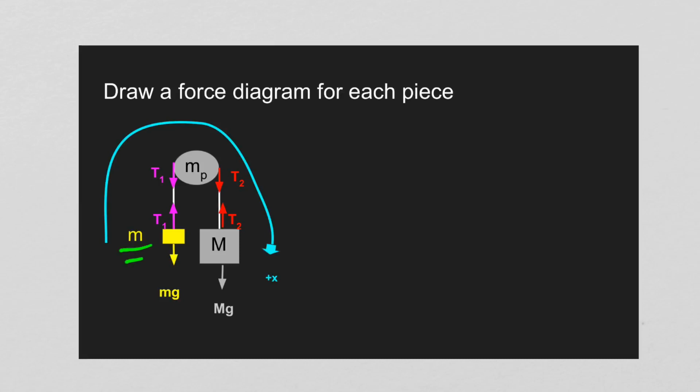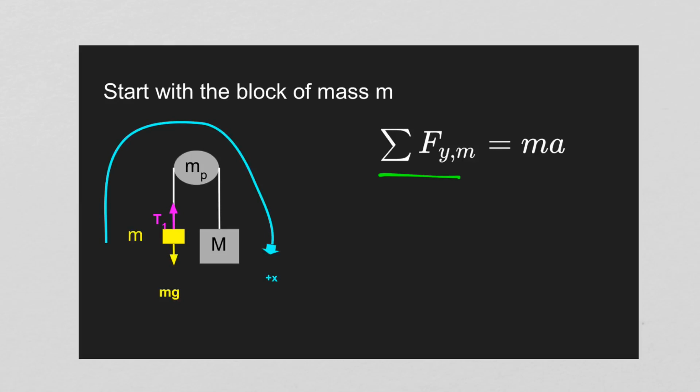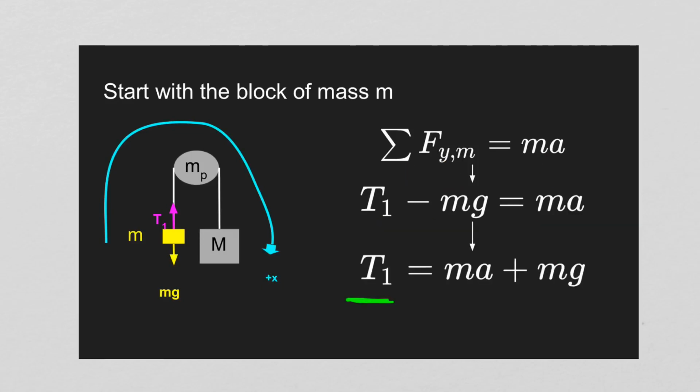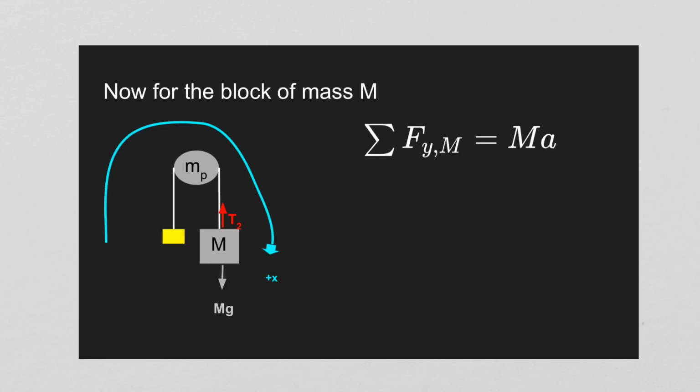I'm going to start with block little m. I know that the forces on block little m are going to cause the little block to accelerate. All right, and again, I'm using this blue axis for my plus x, so T1 is going in the positive direction. The force of gravity is going down, and it causes the acceleration. Remember to work vertically. You need both parts of this equation in order for it to work. Now I get this nice expression for T1. Great. Now let's get an expression for T2 by looking at the big block.